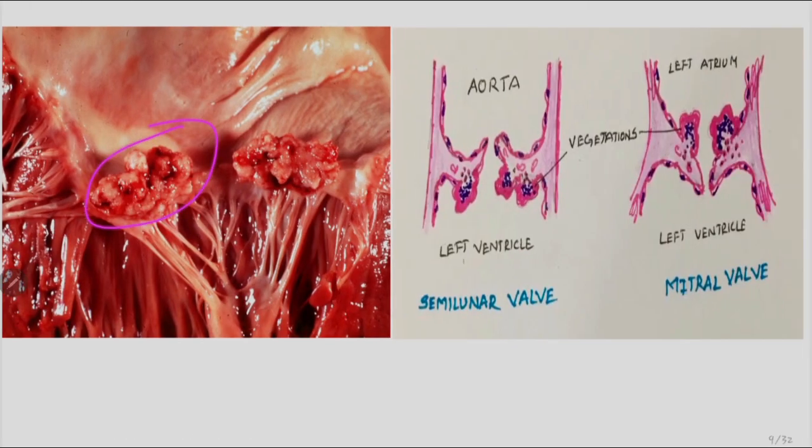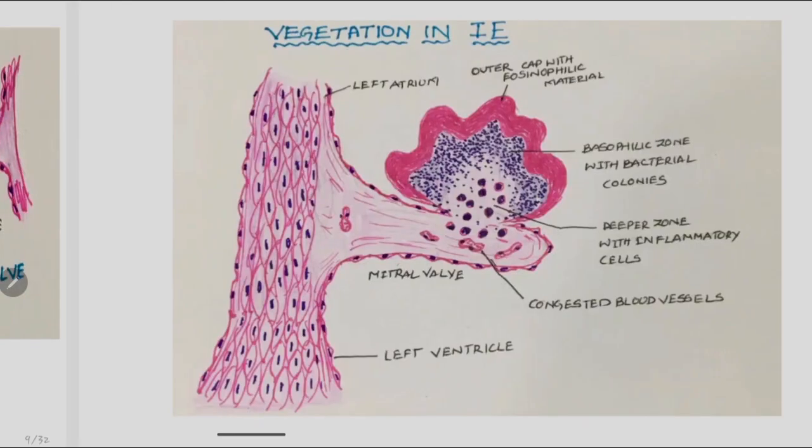So this is the gross appearance of vegetations on the valves. These are actually bulky, friable, irregular masses. And in semilunar valves, these vegetations are towards the ventricle, and in AV valves they are towards the atrium. Okay, this is the valve, and vegetations are towards the atrium in AV valves.